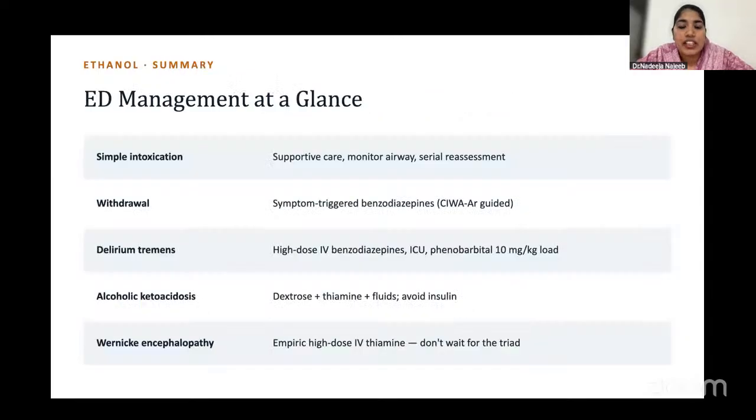ED management of ethanol-related toxicology at a glance. Simple intoxication: supportive care, monitor airway, serial reassessment. In case of withdrawal, as we discussed, symptom-triggered benzodiazepines, CIWA-guided if possible. Delirium tremens: high-dose IV benzodiazepines, ICU, and phenobarbital 10 milligram per kg loading dose of ideal body weight. Alcoholic ketoacidosis: dextrose, thiamine, fluids, and avoid insulin. Wernicke's encephalopathy: empiric high-dose IV thiamine, and do not wait for the triad.